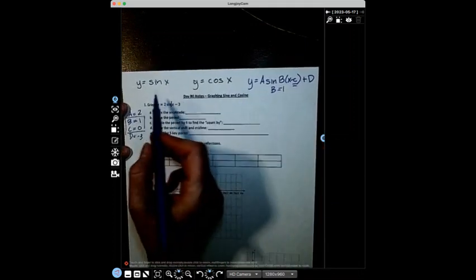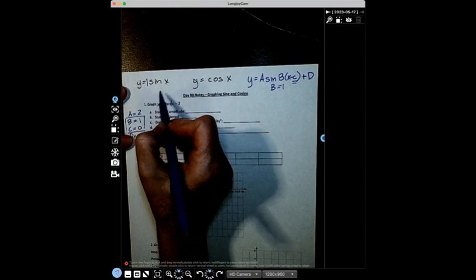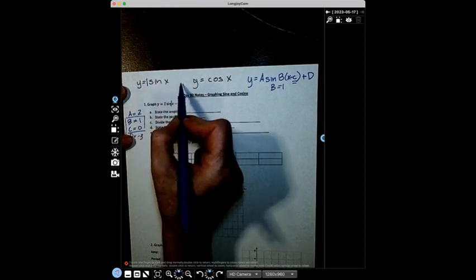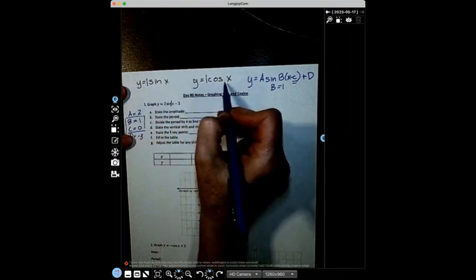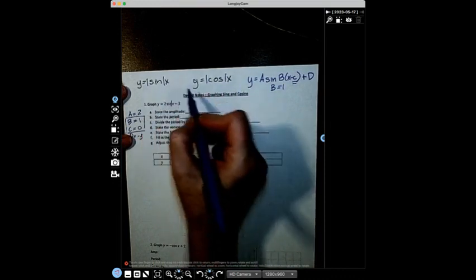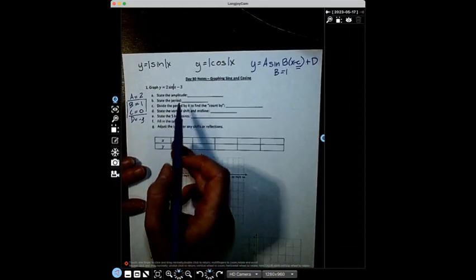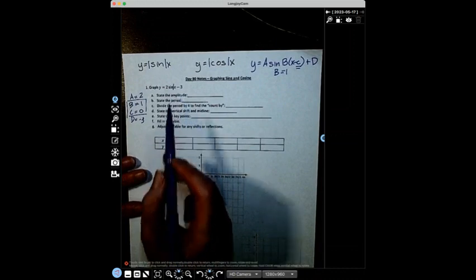As in every function, the first thing you want to do is identify your constants. And when we did the ones yesterday, A was 1, the amplitude was 1, B was 1, C and D were 0. Okay, so this is the parent, right? But then things change. And today we're going to learn how to graph an equation.